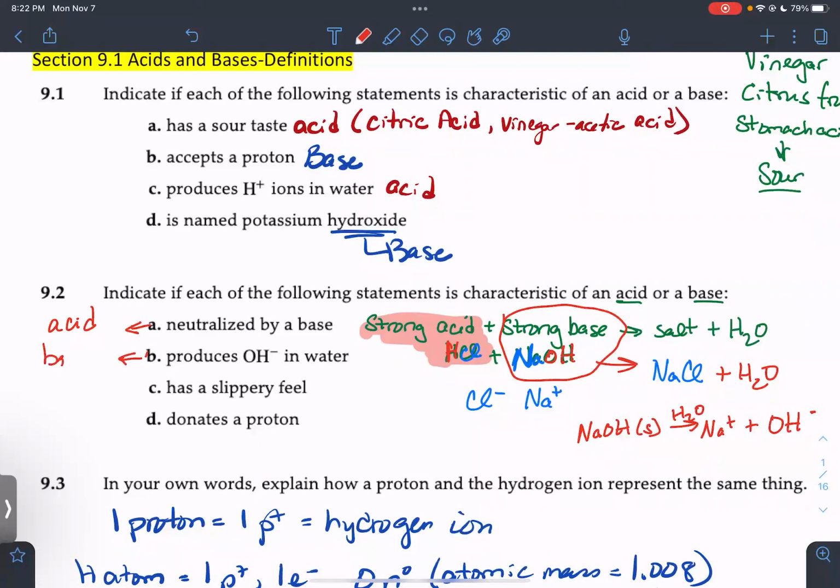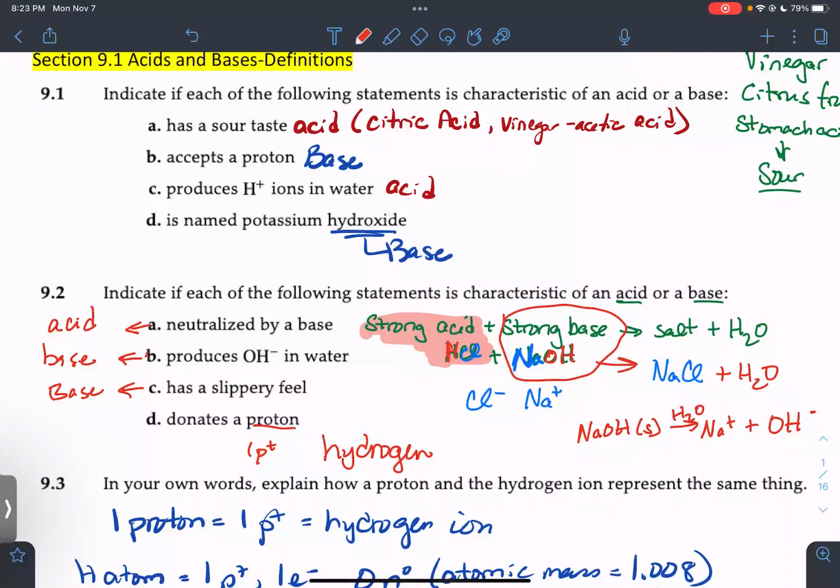That is a base. Okay, has a slippery feel. We talked about this. This was a base. This is like your toothpaste and your soap. Okay, donates a proton. What is a proton? A proton is just P plus, right? So if I have one proton, what element am I? If you look on the periodic table, number one, the very first element is hydrogen.